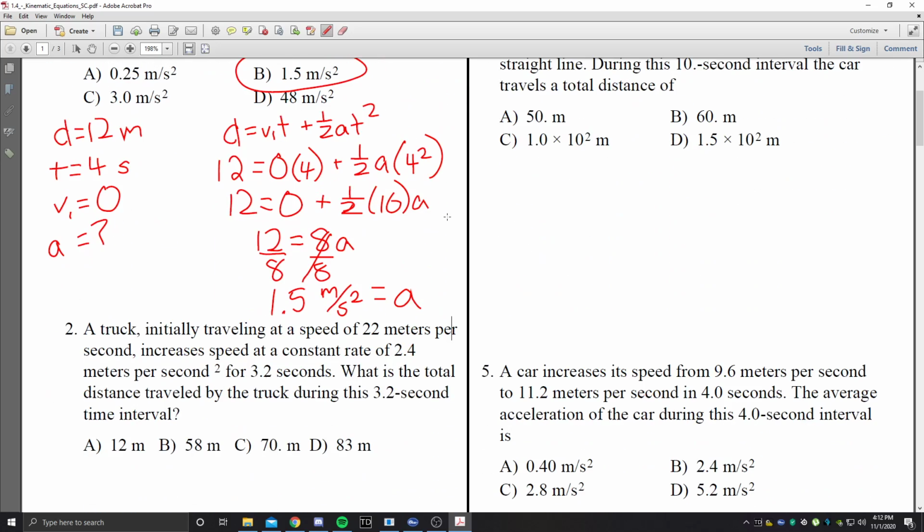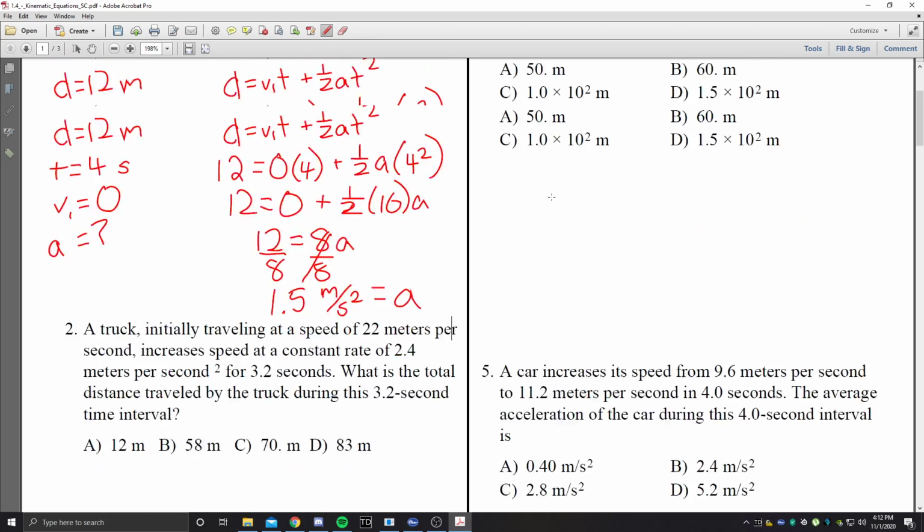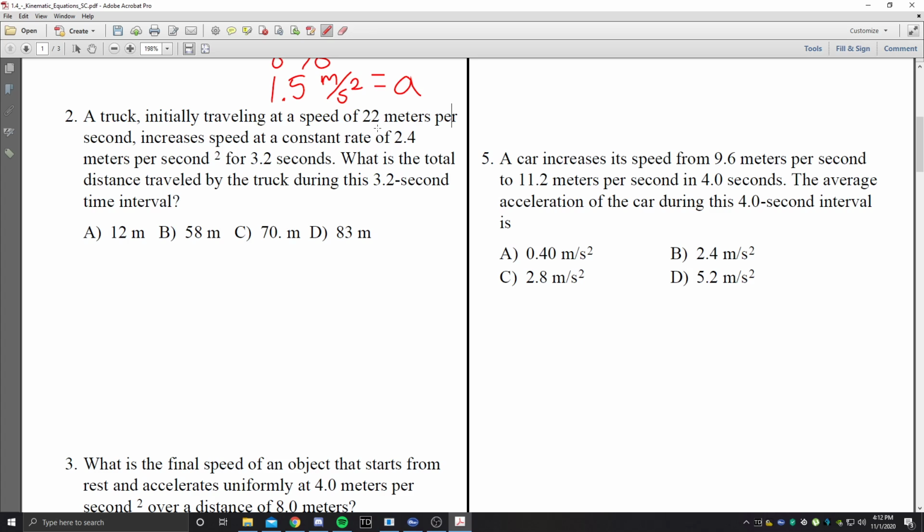So let's move on. Number 2, a truck. From now on, I'm not going to go into how to pick the equation. I already told you guys how to pick the equation. Well, I guess I'll show you for number 2 as well. Number 2 says initially traveling at a speed of 22 meters per second. So that's your initial speed. Increase the speed at a constant rate of 2.4 meters per second squared. So that's your acceleration.